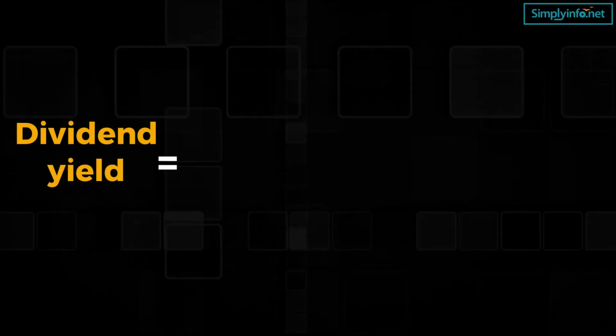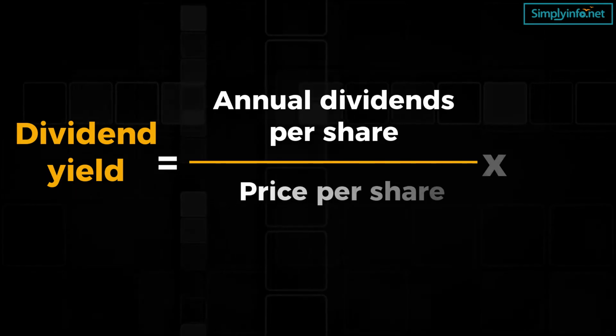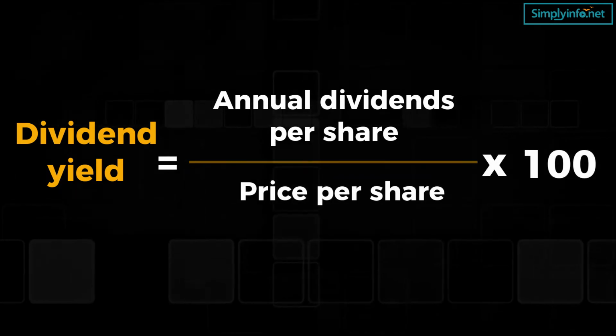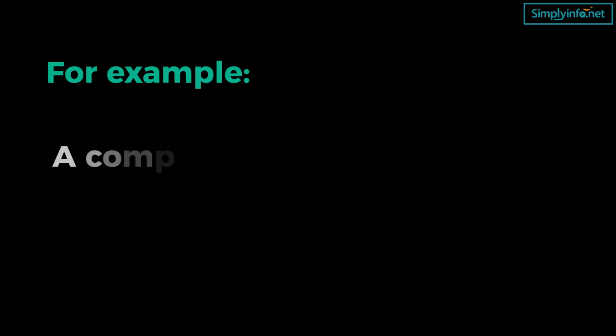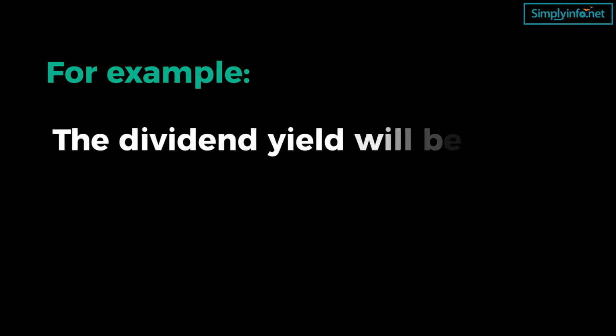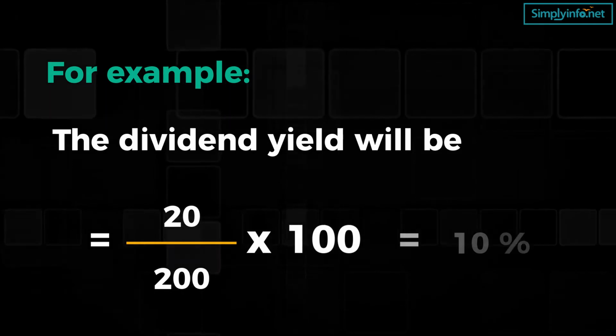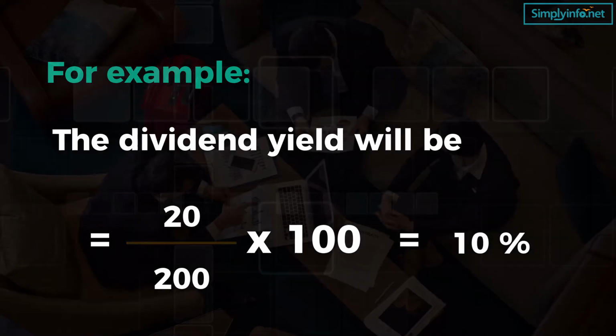Dividend yield is equal to annual dividends per share divided by price per share, into 100. For example, a company has a stock price of Rs 200 and declares a dividend of Rs 20. The dividend yield will be 20 divided by 200 into 100, which is equal to 10%.